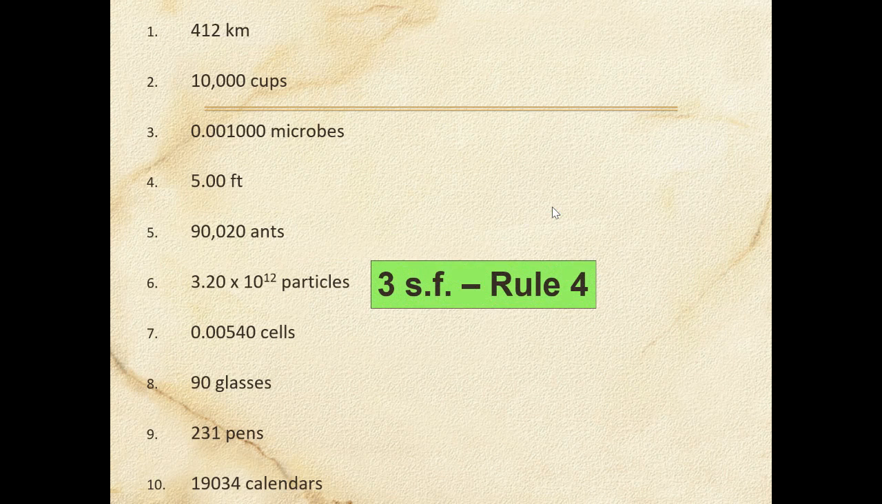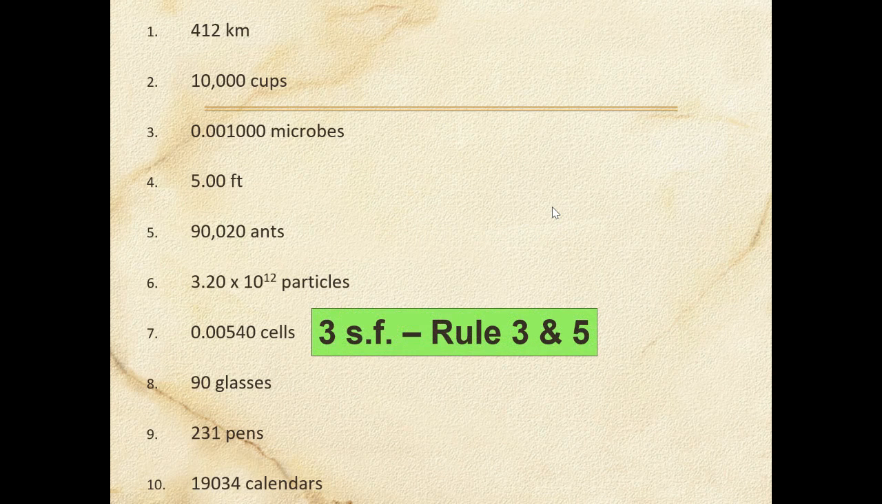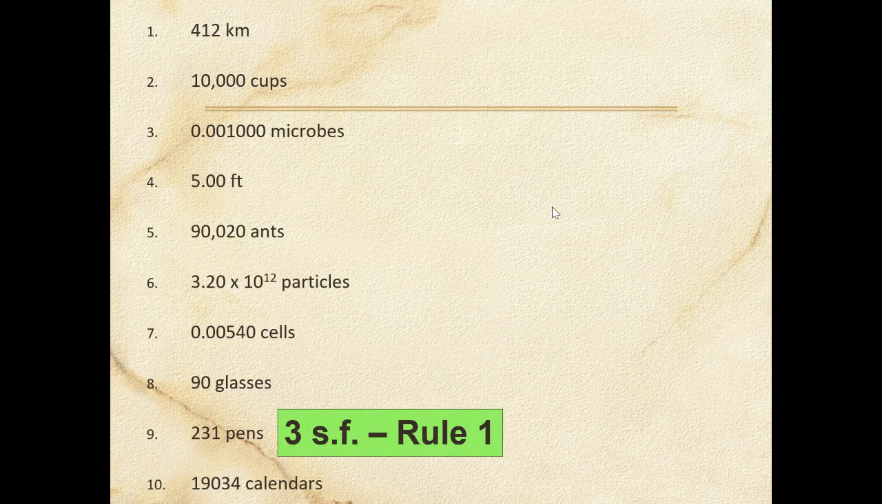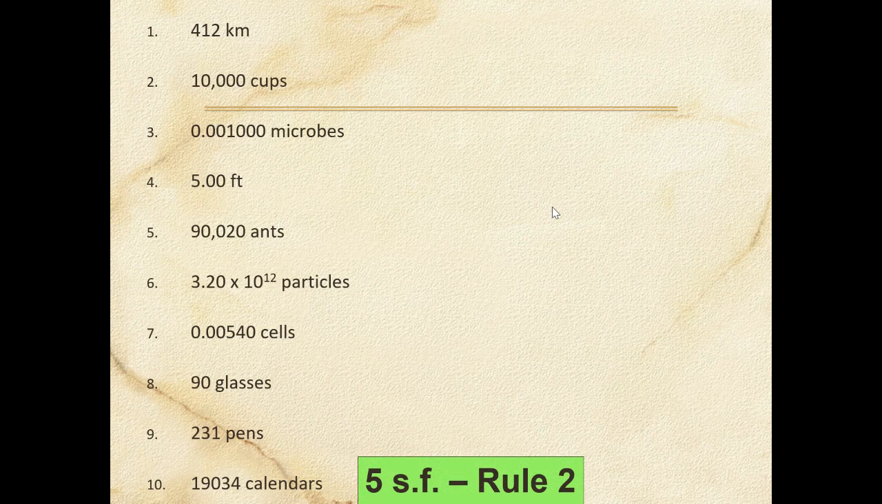The next one is 3 based on rule 4. We then have 3 again based on rule 3 and rule 5. We have 1 sig fig based on rule 5, 3 sig figs based on rule 1, and we have 5 sig figs based on rule 2 in the final.